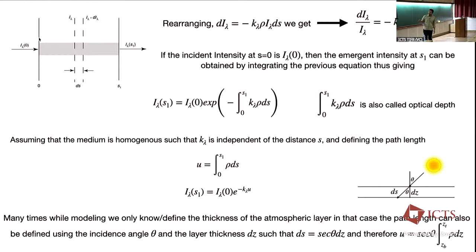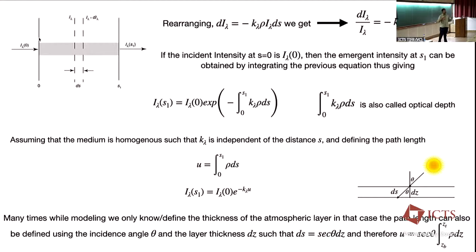Assuming that the medium is homogeneous, such that kappa_lambda is independent of the distance, and defining the path length, suppose this is your path length, with incoming radiation. In different geometries, remember, we are not going to use this just for the transmission spectrum. The same thing, of course with more terms, will be used for emission spectra. And again, when we want to do self-consistent models, we'll use that.